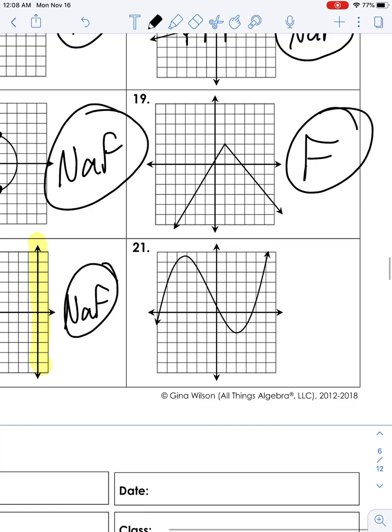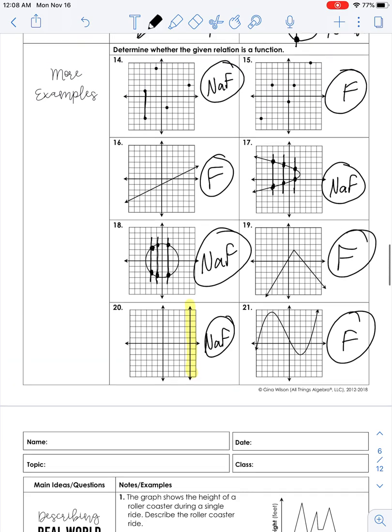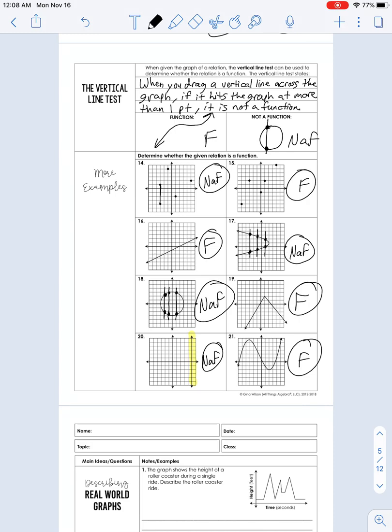All right. 21. If you look at 21, at no point is there a line going straight up and down, and at no point will you have 2 dots in the same vertical line. This one is a function. Hopefully that helps everybody out with function, not a function. And that would be the conclusion of this video.